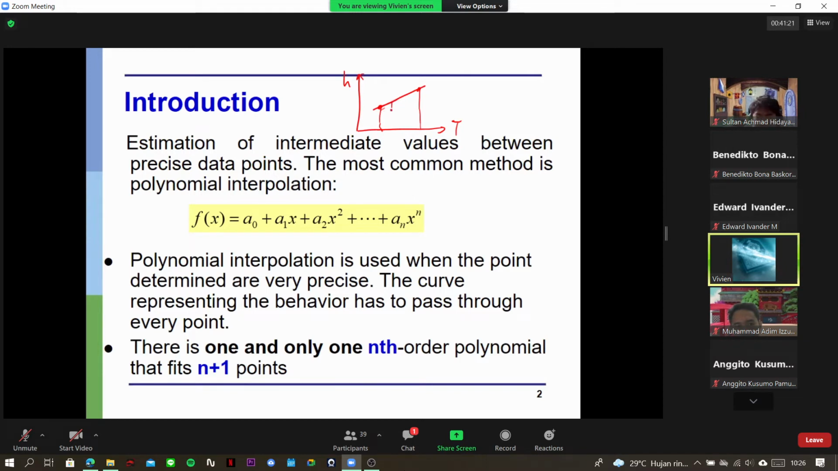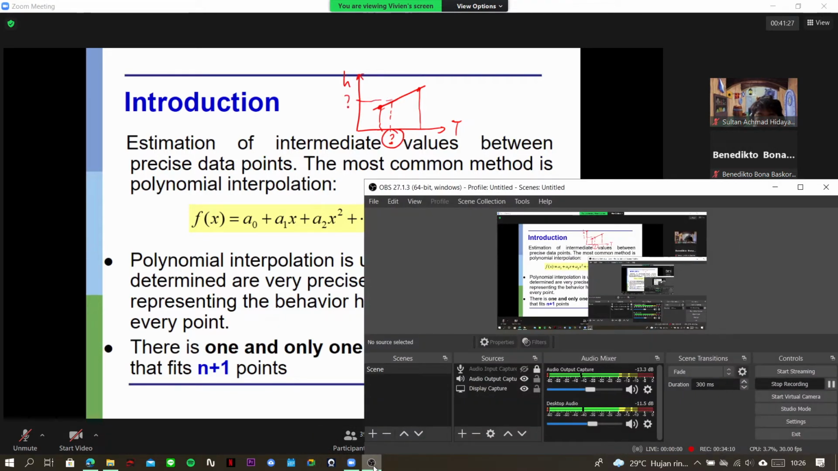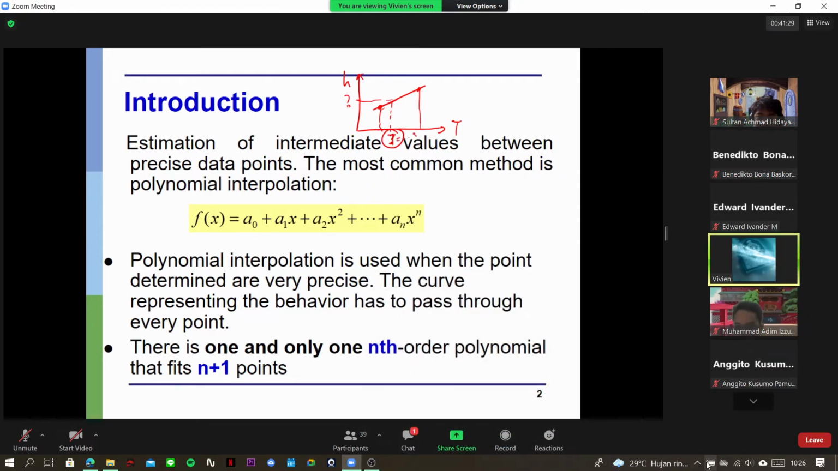And then, for example, we want to find it here. This is the one that we want to find, the interpolated value at a certain temperature. We can do this by finding the value from the linear line. But now what we want to learn here is that we can extend to a higher order scheme.